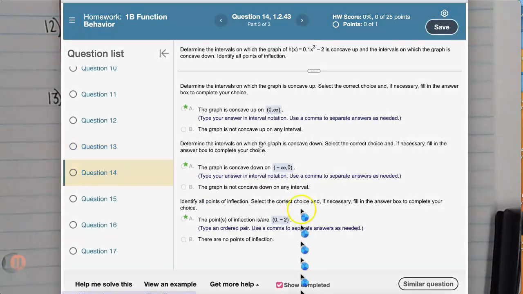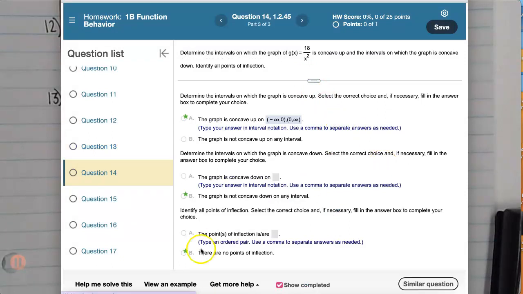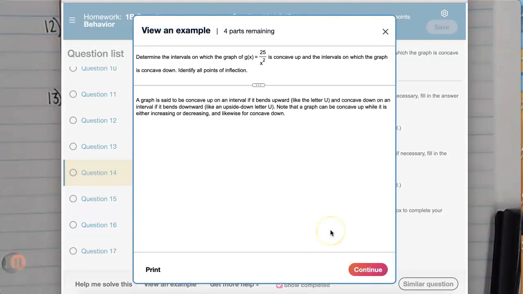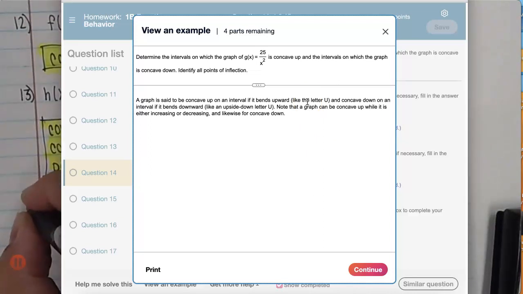All right, moving on to number 14. Determine the intervals on which the graph of g of x equals 25 over x squared is concave up and the intervals on which the graph is concave down. Same thing as last problem. We'll write down this equation and then we'll graph it. So g of x equals 25 over x squared.